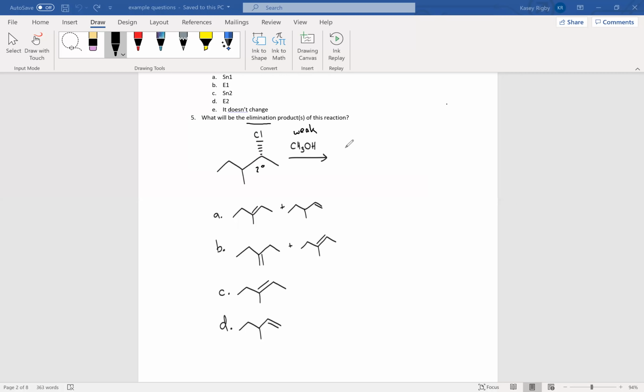So what we're going to do here is draw out our first step. It is the halogen leaving, so we end up with the positive charge right here. Notice we have a secondary carbocation next to a tertiary carbon. So we're going to do a hydride shift, as we talked about before. That hydrogen is going to move there, and then we end up with our carbocation being right here. And so then our elimination products would be this guy and this guy.